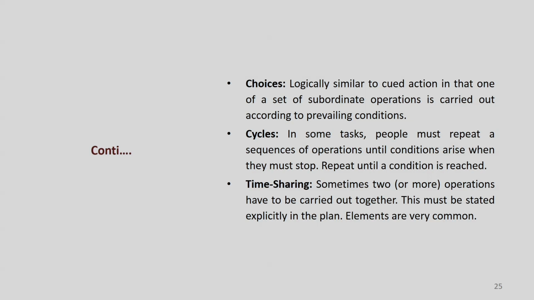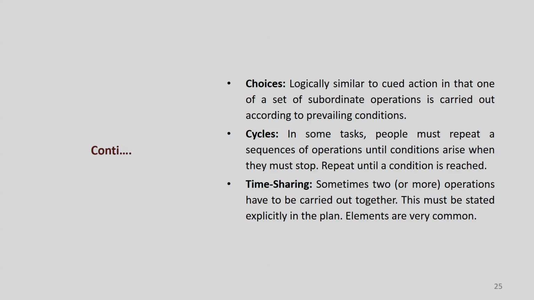So, elements may be common, right. Doing a particular job is very common. So, we need to explicitly say who is doing what. Okay. So, these are the types.